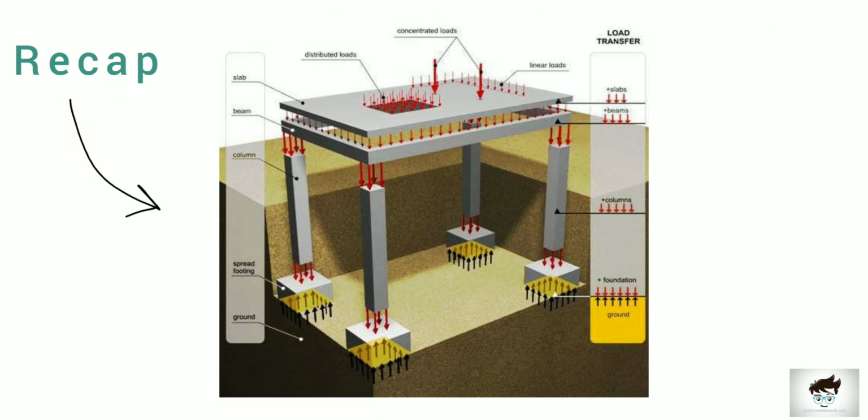Okay, let's do a quick recap on the load transfer mechanism. At first, we divided the slab and transferred each part of the load to the beams beneath it. The transferred load will act as a UDL on the beam. Then the load is converted into support reactions of the beam and transferred to the columns as compressive forces. Finally, the loads are transferred from the column to the ground through the footing or foundation.